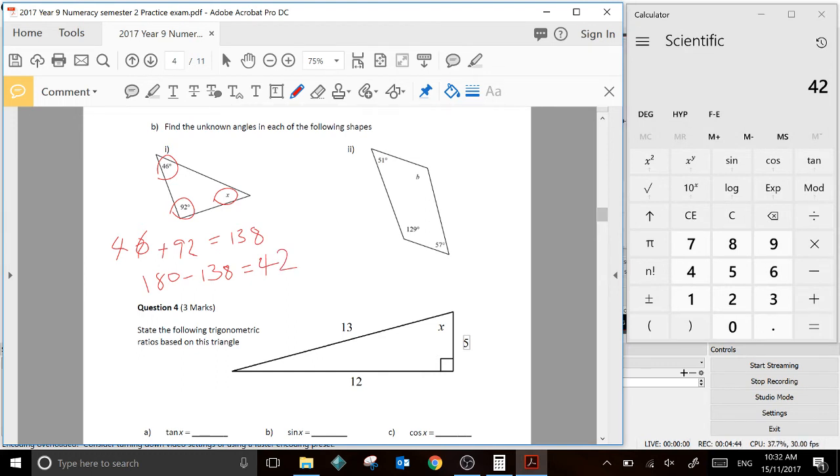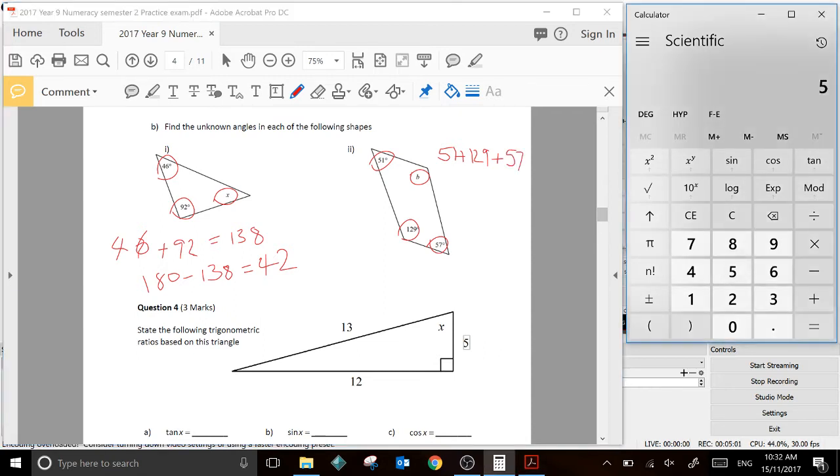Now, for the second one, we've got the same sort of game, but this time there's 4 angles. So given that there's 4 angles and it's a quadrilateral, they have to add up to 360. So the first thing I'm going to do is add up the 3 angles first. So we're going to have 51 plus 129 plus 57.